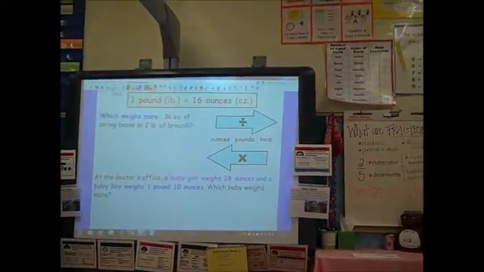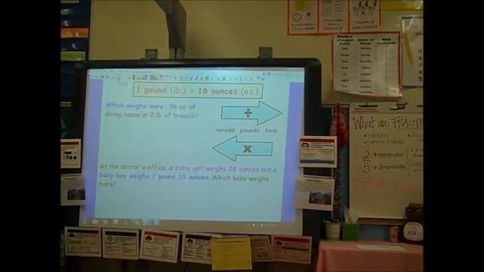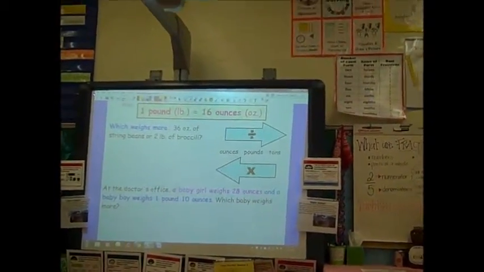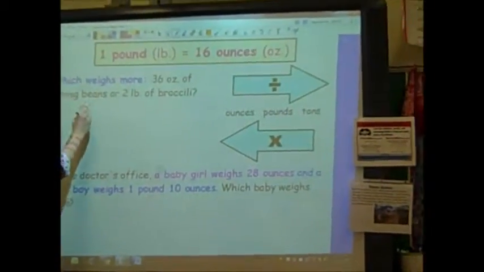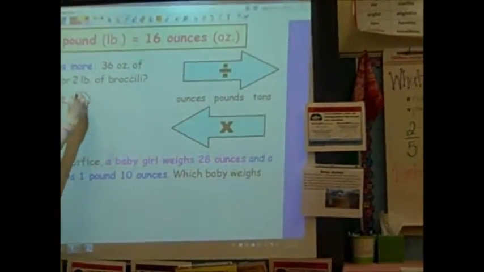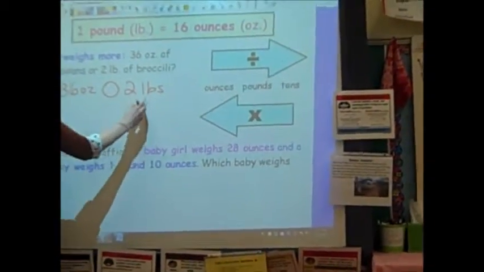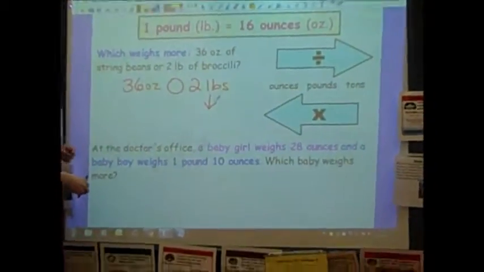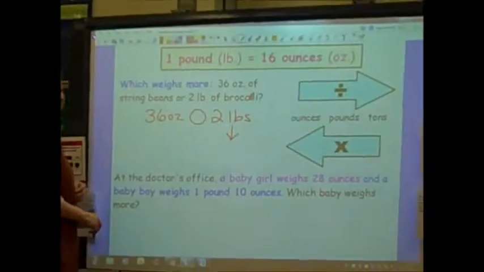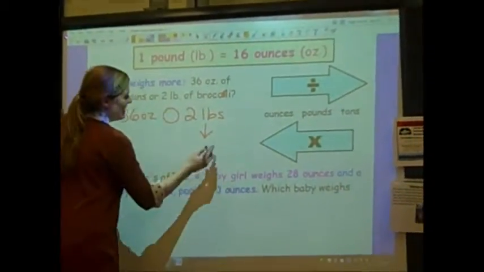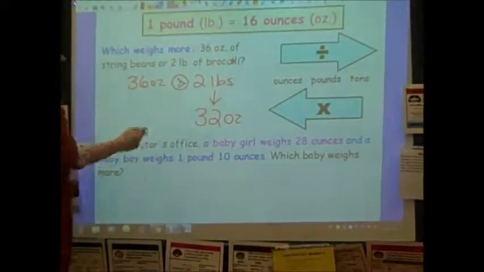So what would weigh more, 36 ounces of string beans or 2 pounds of broccoli? You're comparing the measurements, aren't you? 36 ounces compared to 2 pounds. We said 1 pound is 16 ounces, so 2 pounds would be 32 ounces. And I know that 36 ounces is greater.